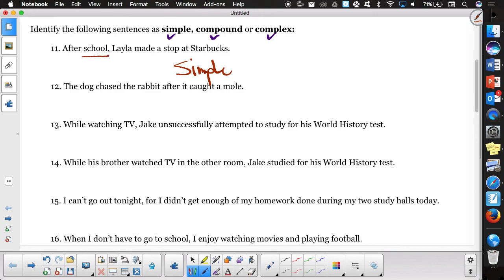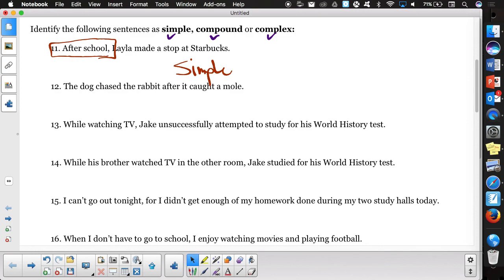And what I was expecting, and again, not meant to try to trap you, I was expecting folks would go complex because wait a minute, there's that coordinating conjunction after, after school. If I were to just have this as a sentence, Layla made a stop at Starbucks, that's a complete sentence. If I were to say after school, that's not a complete sentence. By definition, complex sentence, what kind of clauses are you joining together? Complex sentence means I have an independent clause and I have a dependent clause. For it to be a dependent clause, you have to have both a noun and a verb.